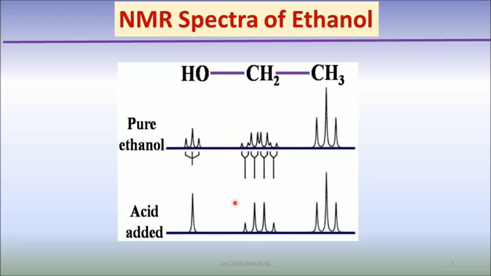signal. Whereas in the presence of acid, when you add acid to ethanol, the OH proton undergoes continuous exchange with the acid proton. As a result, it becomes a singlet, and the methylene protons do not couple with the OH proton.